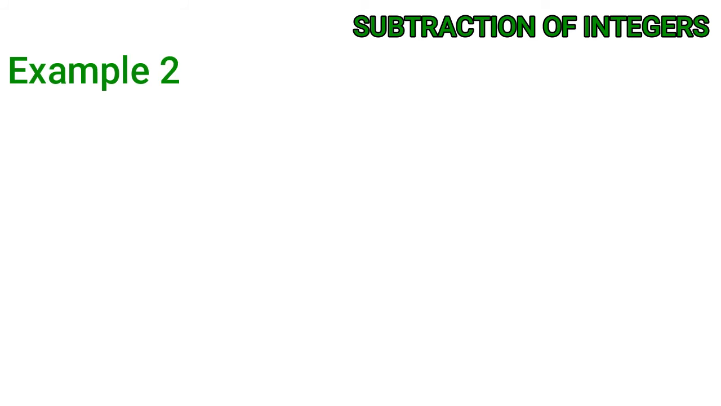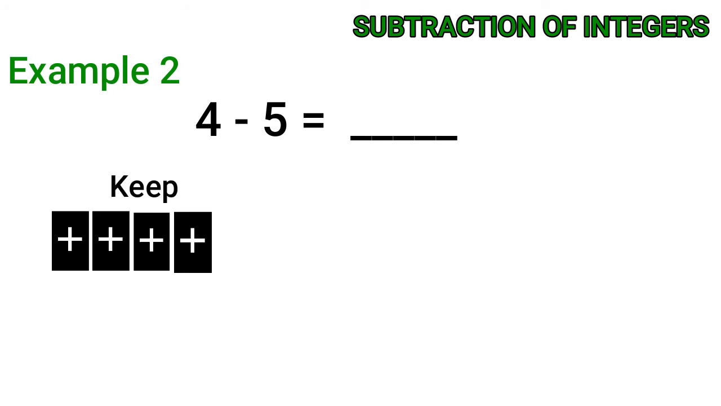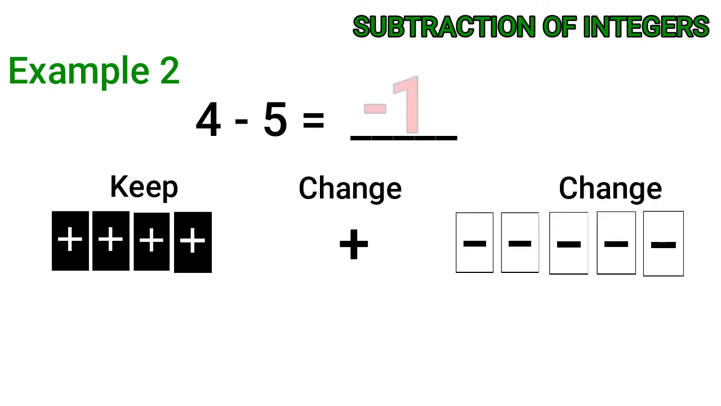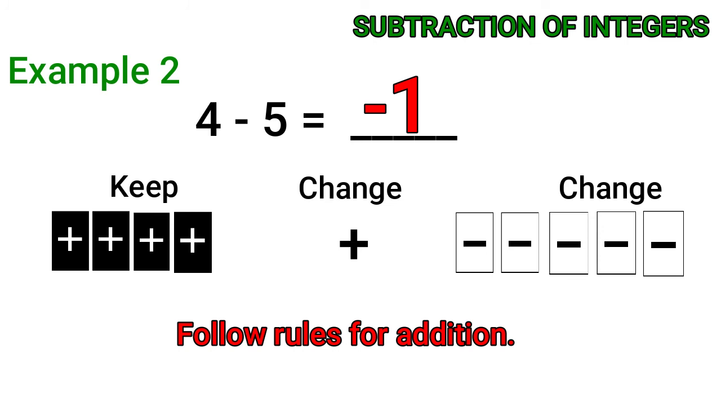For example 2, 4 minus 5, same procedure: KCC and proceed to the addition rule. We will have 4 plus negative 5 is negative 1. By using the tiles, 4 positive tiles plus 5 negative tiles cancel the 4 tiles, so the remaining tile is 1 negative tile.